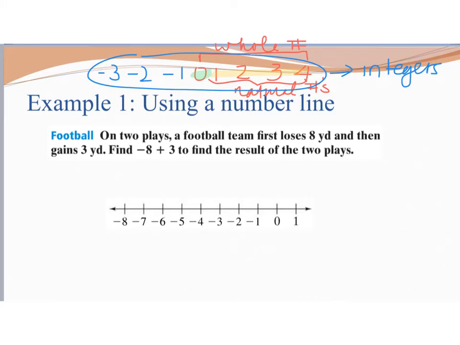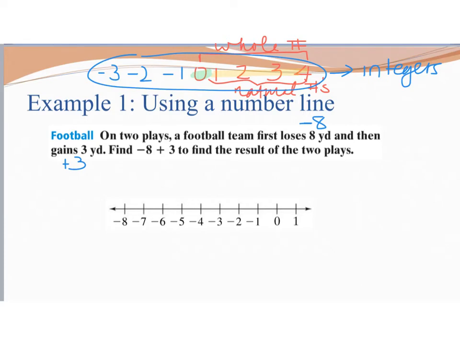Now looking at example 1, it says using a number line, and we're given the problem that says on 2 plays, a football team loses 8 yards. So in your head, you should be thinking that when we lose, we have a negative 8 yards. And then they gain or added 3. So it says find -8 plus 3 to find the result of the 2 plays.